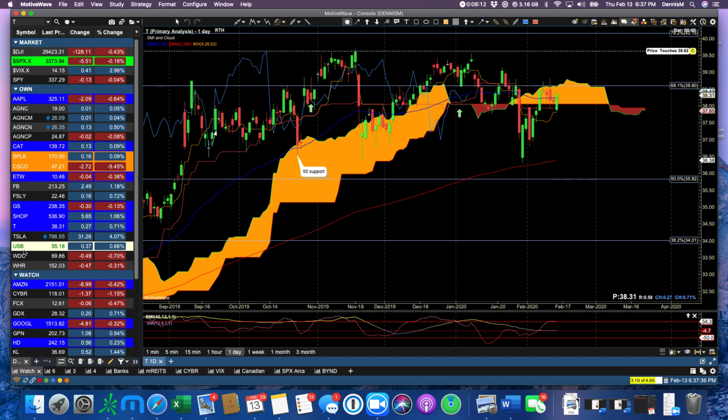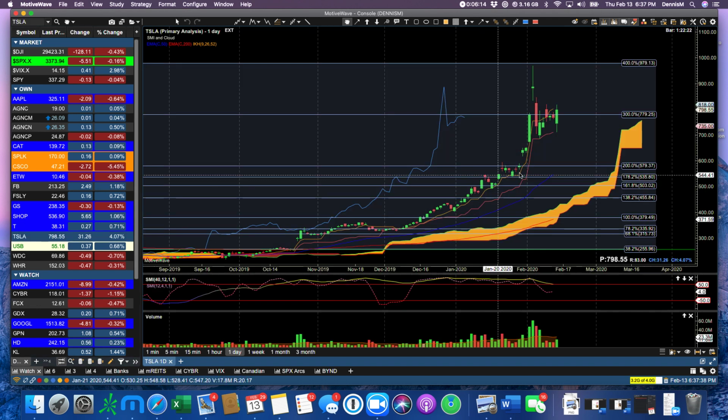AT&T up 27 cents. Tesla, wow, up $31 after it dropped because it had released an offering of $2 billion worth of shares. The criticism was, with the price of your stock the way it is, why didn't you offer even more shares? But they didn't. So that caused the stock to bounce back up, and it's just above the 300% line.